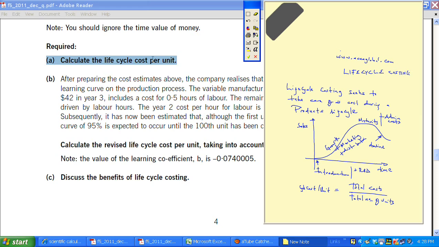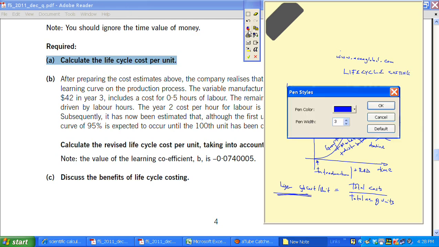So what we're going to do is determine all the costs from the information available, and also determine all the units which have been given. Then when we divide the two, we shall be able to get the life cycle cost.